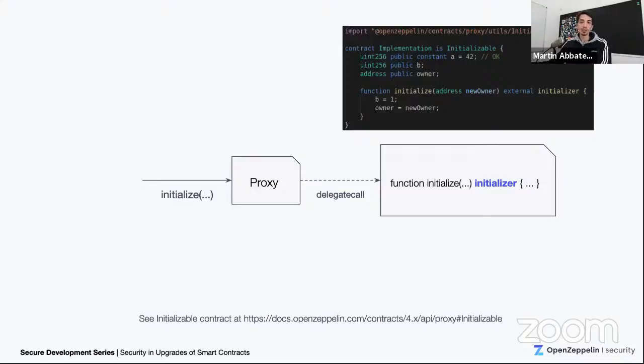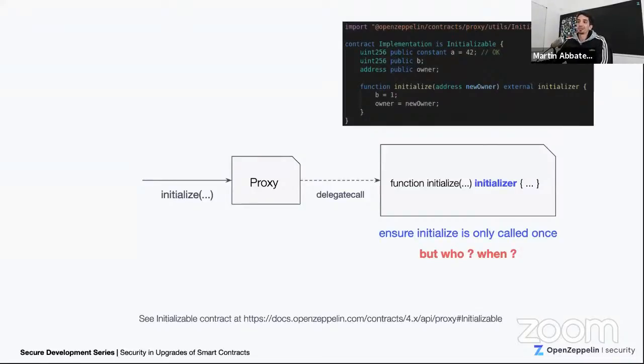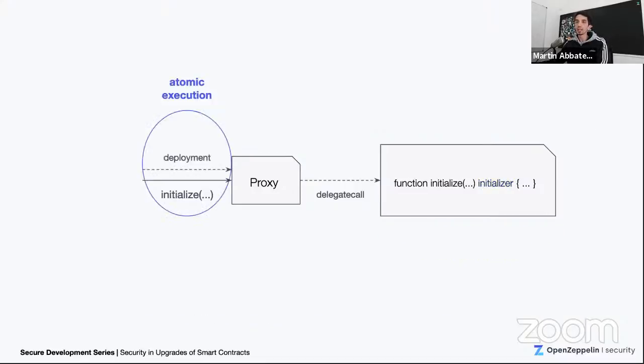So I make sure that it only gets called once, which is to some extent okay, as long as you are the first one calling it, right? Because the question will be who can call it now and when. I mean, it's probably not going to be able to be called twice, but the first time should be the right caller. Otherwise, problems might come. So usually what you will see is that people will take this approach of atomically executing the initialization, right? So deploying the proxy and calling the initialize function in the same transaction so that it cannot be front run, for example.